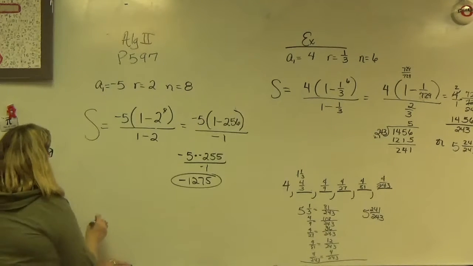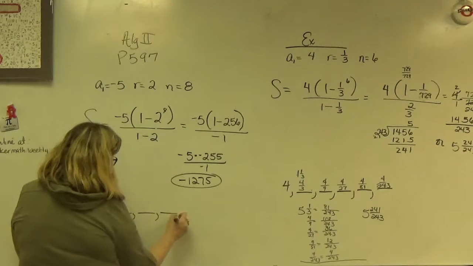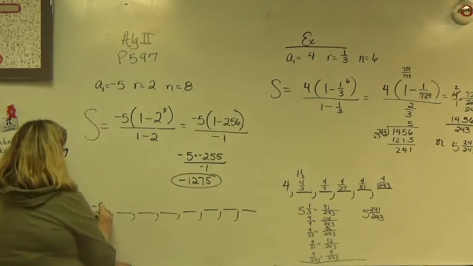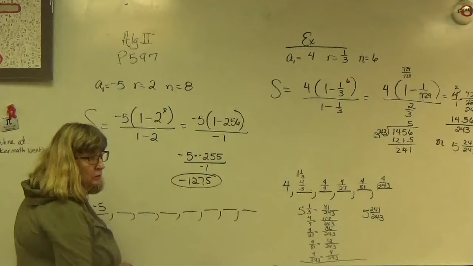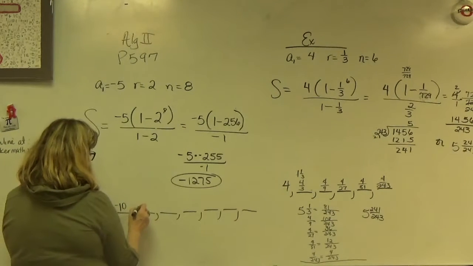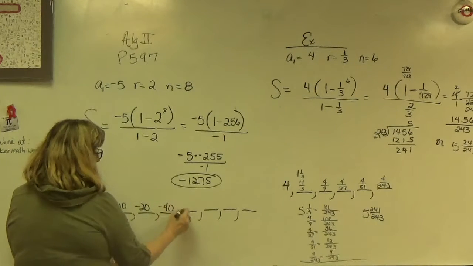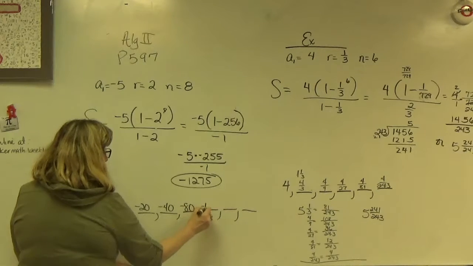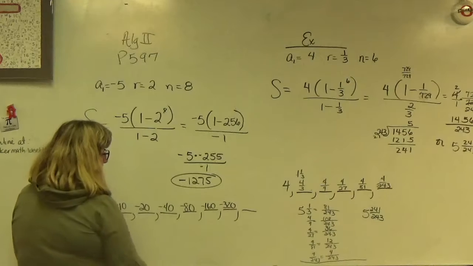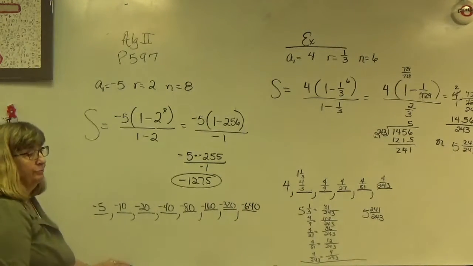Now, let's do it the good old fashioned way. How many blanks do I have? 4, 5, 6, 7, 8. My first blank's a negative 5. If the ratio's 2, what would be the next number? -10. Next one? -20. Next? -40? -80? -160? -320? -640? Now what do you have to do?